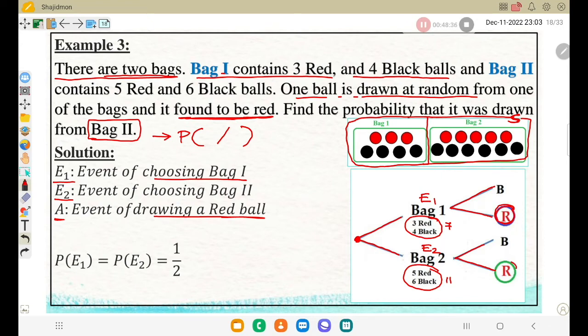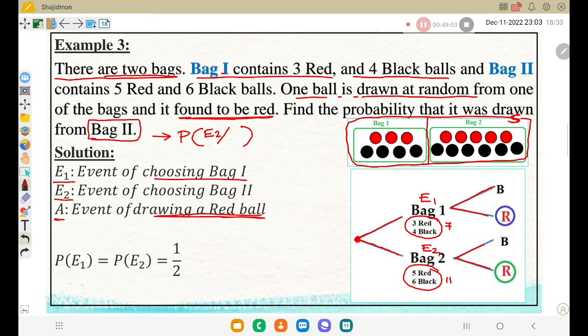Okay. So which branch do we need to take? We can see that one. I have highlighted red color because the ball drawn is red color. Now what is the question we need to calculate? Find the probability that the ball was drawn from bag number 2. Bag number 2 means choosing bag number 2, that is E2, under the condition that the ball is red color, correct?